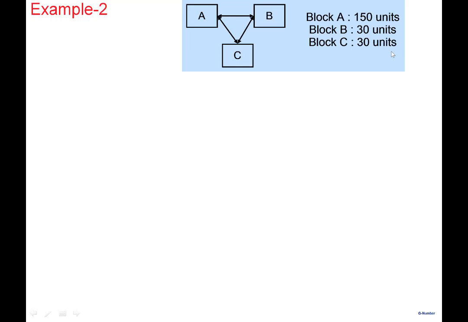How do we now carry out the floor planning process? Floor planning process is what shape would A have, what shape would B have, what shape would C have, and how am I going to interconnect them?